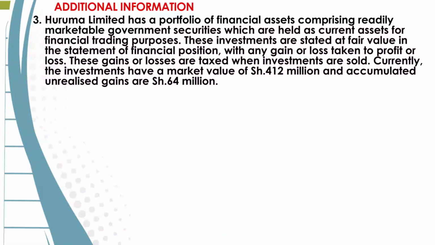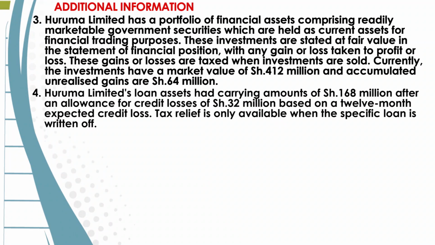Let's move to point number 4. You're told Huruma Limited's loan assets had a carrying amount of 168 after an allowance for credit losses of 32 million based on 12-month expected credit losses. Tax relief is only allowable when the specific loan is written off. The specific loan is what? Is written off.